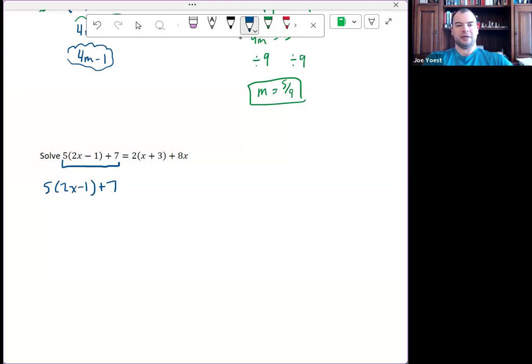So I'll work with my left side by itself. I see I want to distribute the 5 through. That gives me 10x minus 5 plus 7, or that's 10x plus 2 on the left side.